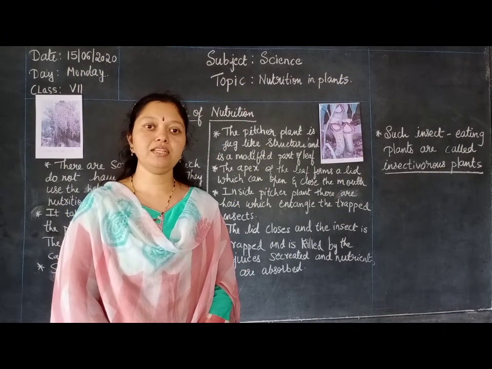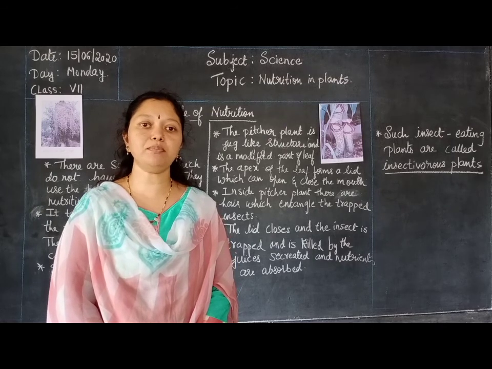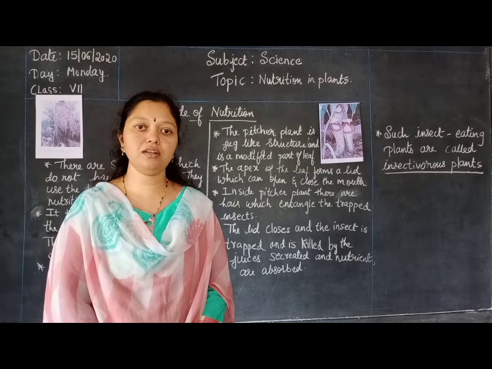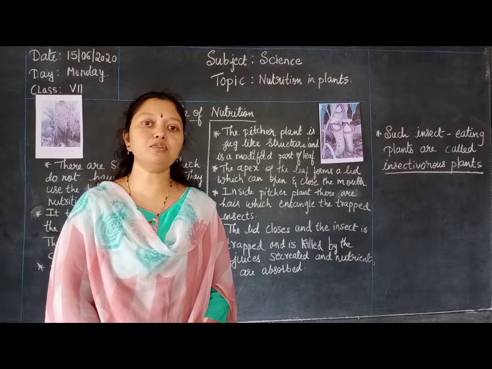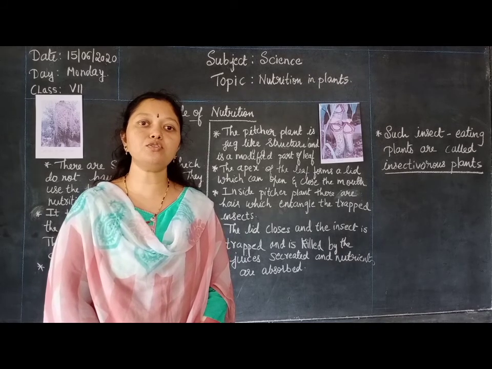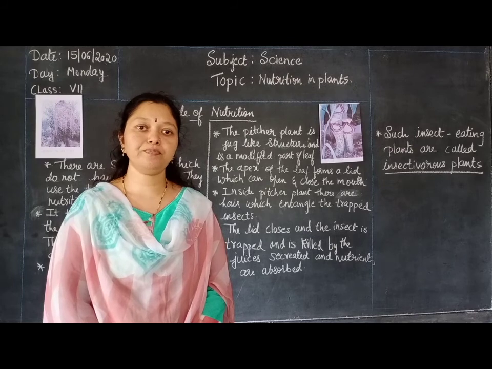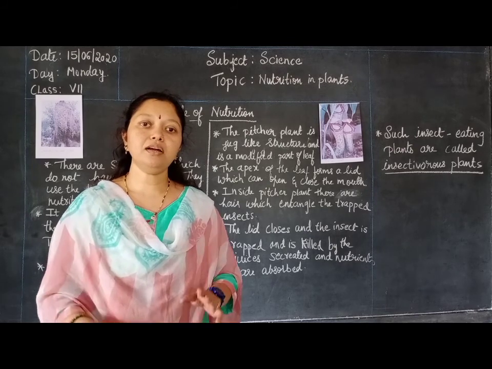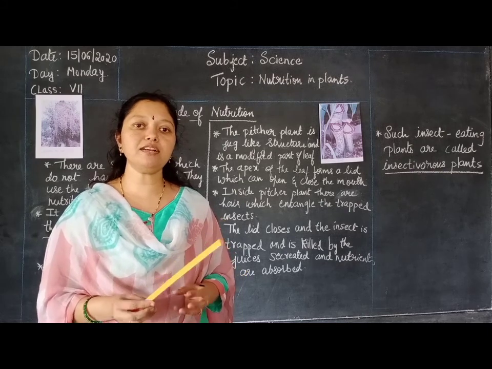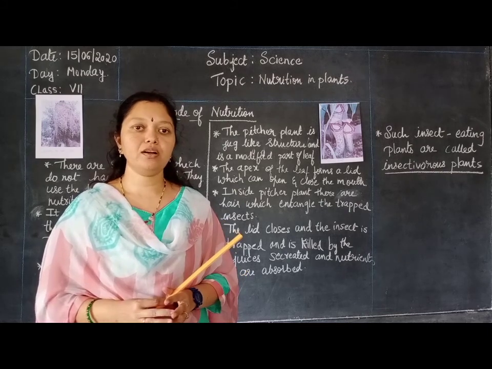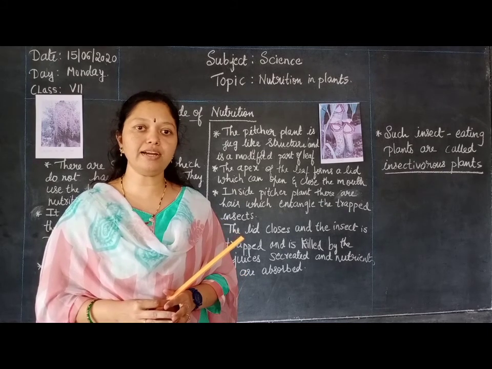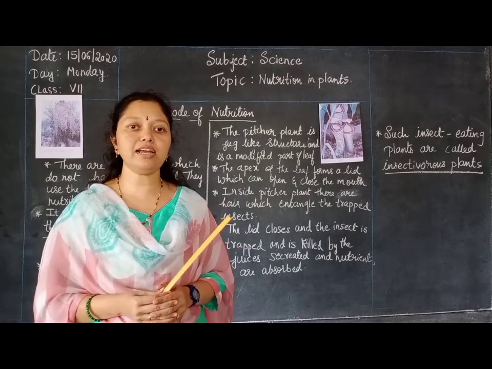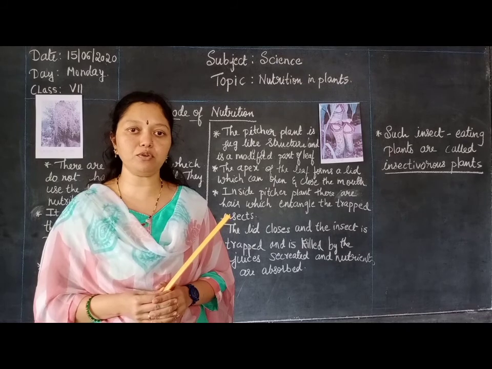Class today. In the previous class, you studied about the different modes of nutrition. What is nutrition? There are two types of nutrition you have studied: one is autotrophic and the other heterotrophic. Autotrophic nutrition means the organism which produces its own food, like a plant. Heterotrophic means the organism depends upon others for its food.